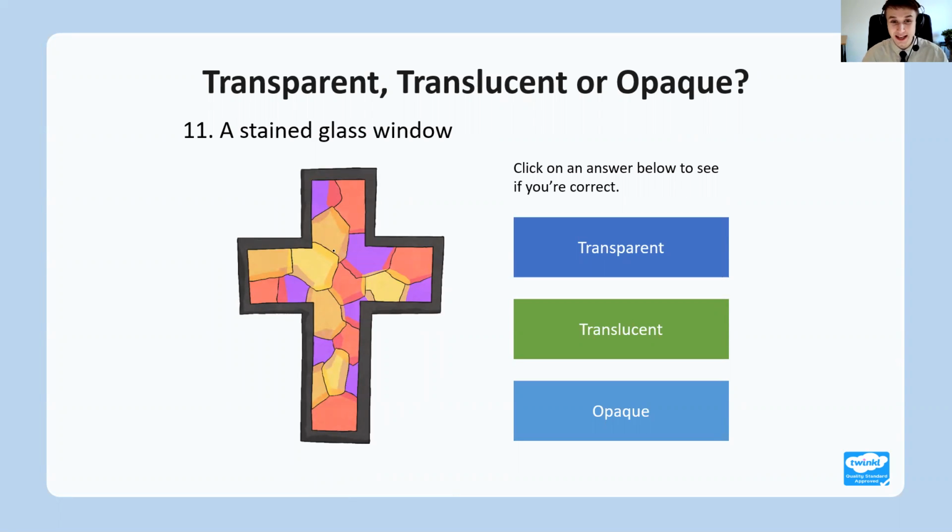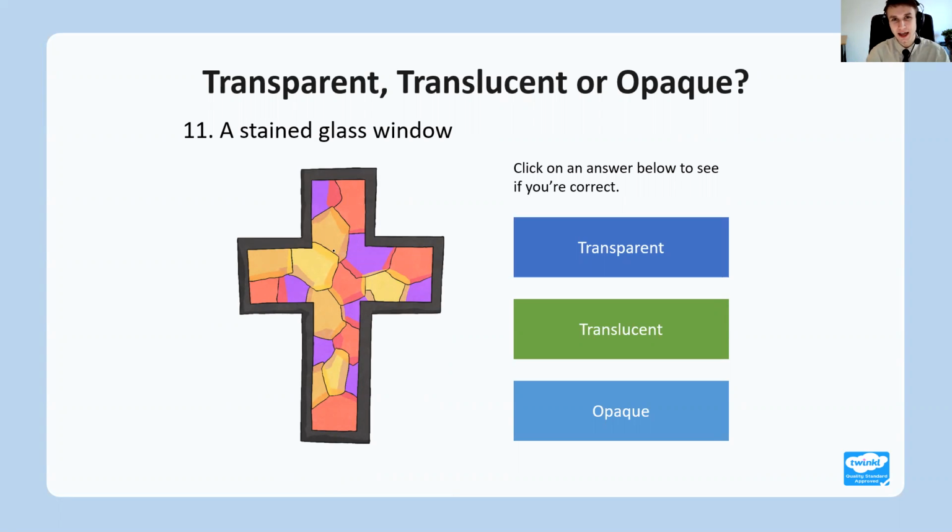A stained glass window, last one. I'd say translucent because the colour that's on that glass picks up some of the light and blocks some of the light. So with a stained glass window, you can't really see perfectly through it, but you can see through it, just not as well as a normal clear window.